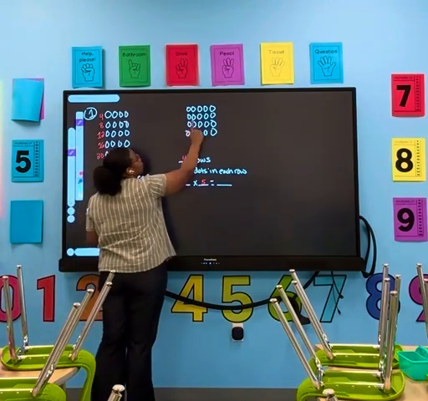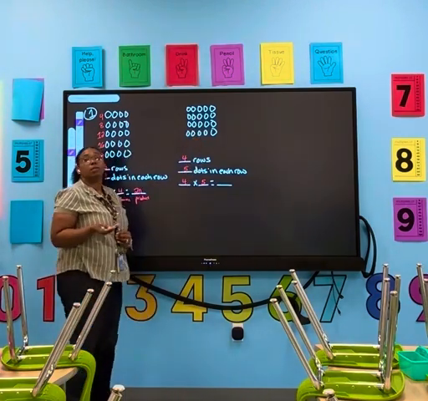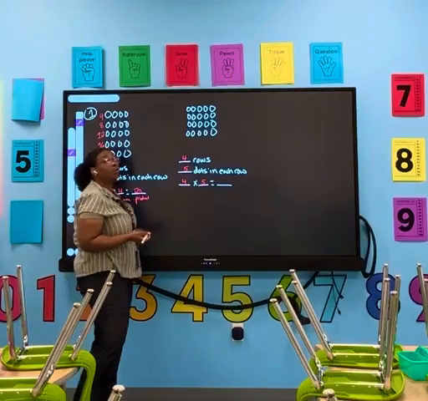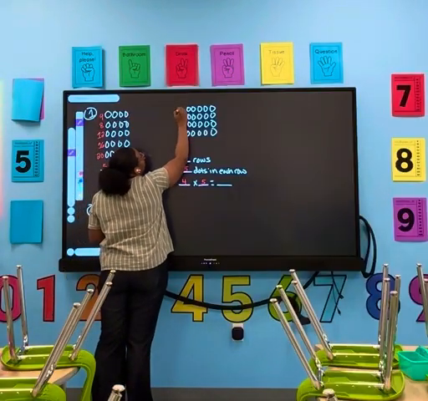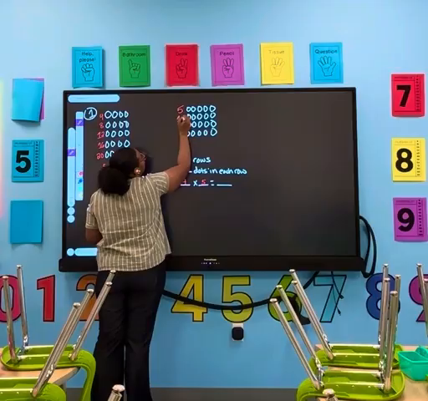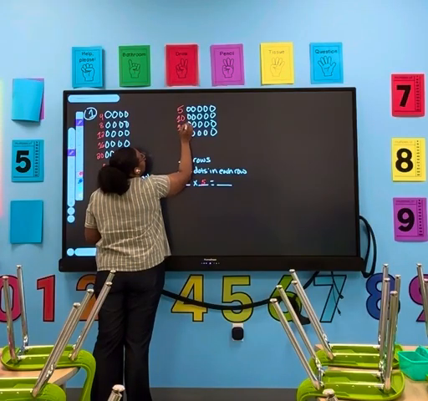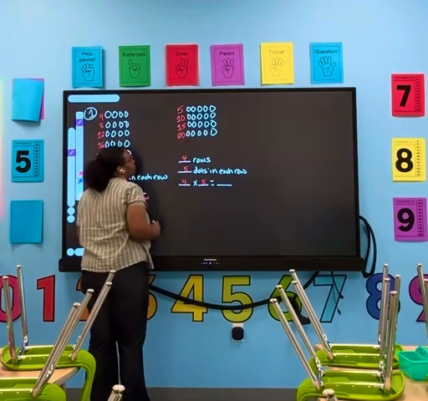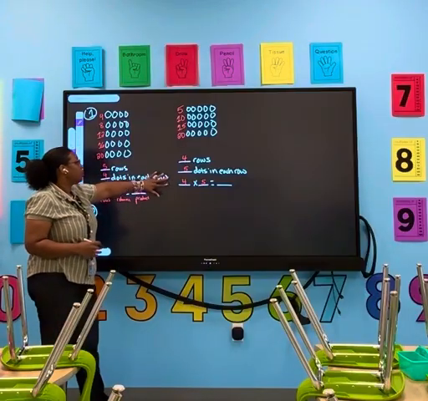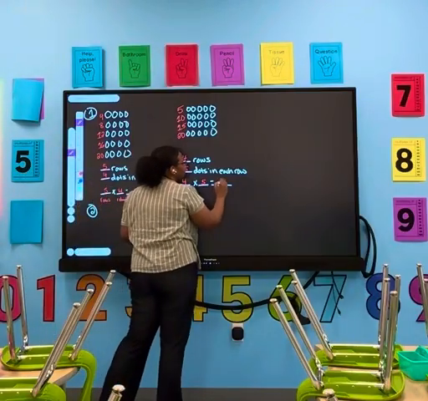Because there are 5 in each row, I'm going to skip count by 5. So I'm going to write that skip count on the side. This is going to be 5, 10, 15, and 20. So I know that the product of 4 times 5 is 20.